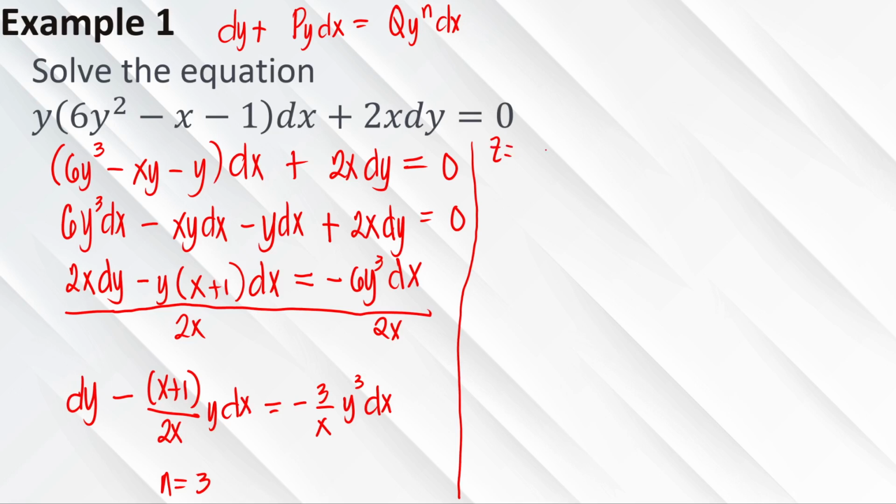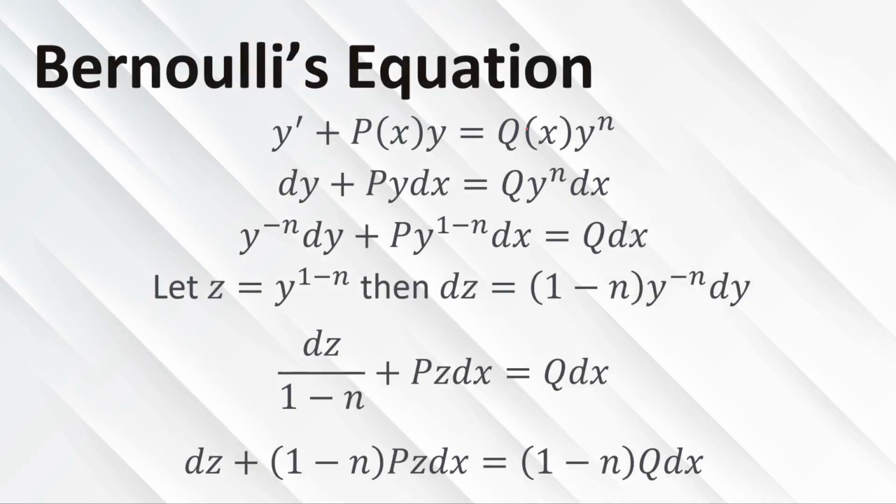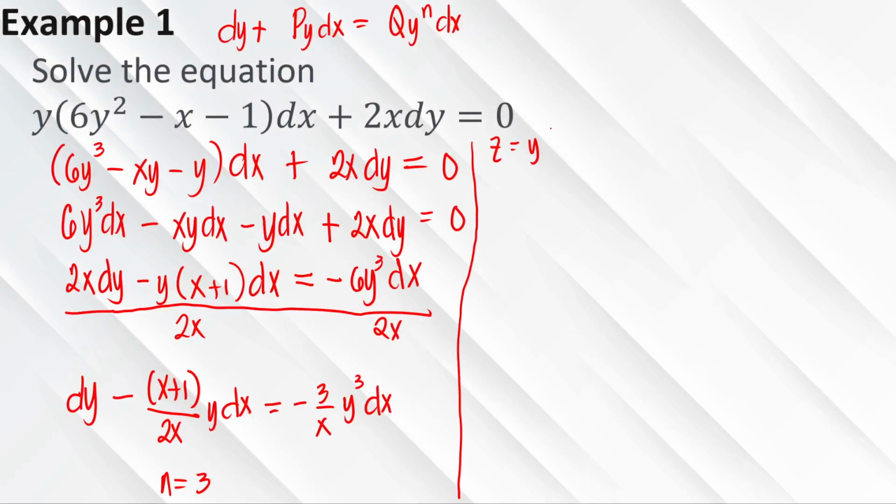We let z equals y raised to, ano yung lagyan natin? Y raised to 1 minus n. So, 1 minus 3, that is y raised to negative 2. So, ang dz natin is equal to negative 2 y raised to negative 3 dy. That means we will have, meron tayong dy dito. Okay, hindi pa pala tayo nag-divide ng y raised to 3.